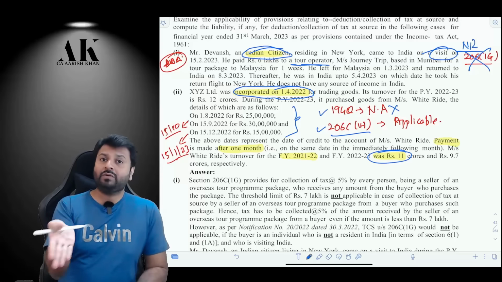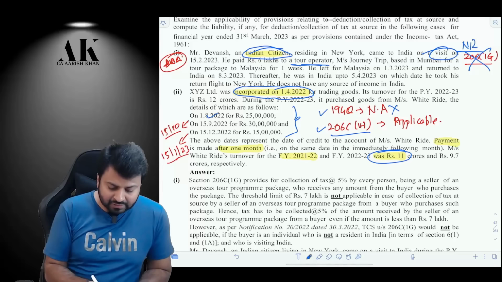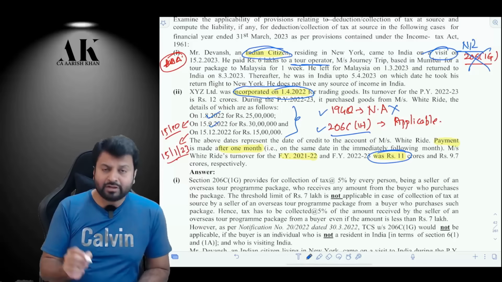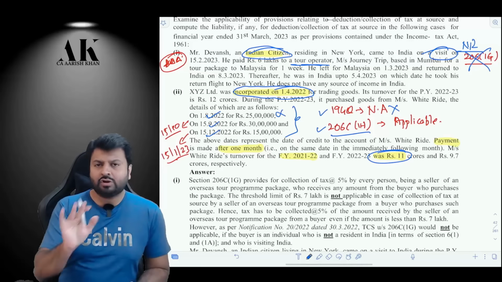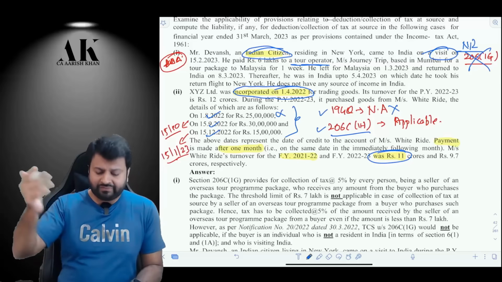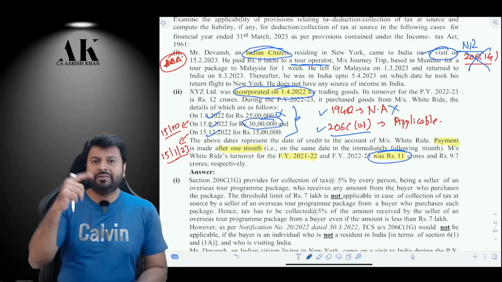And the receipt is happening 1 month after the sale. So, the sale is happening on 1st of August, receipt is happening 1 month after, sale is happening on 15th of September, receipt is happening after 1 month. So, on this 25 lakhs is not liable to collect TCS because TCS is applicable above 50 lakhs. So, now on the second sale, the 50 lakh limit is crossing.